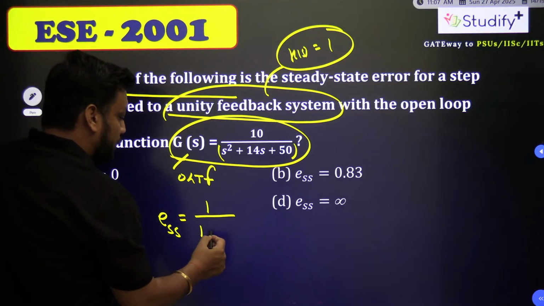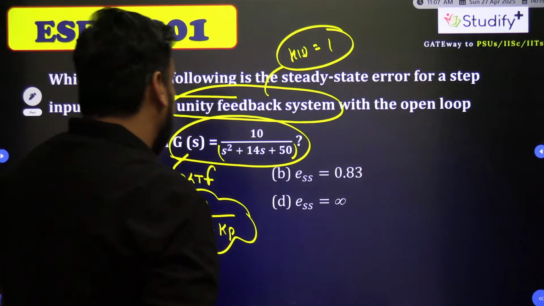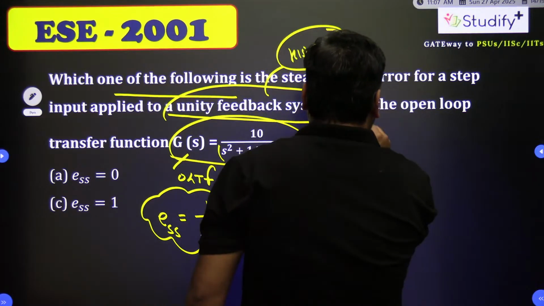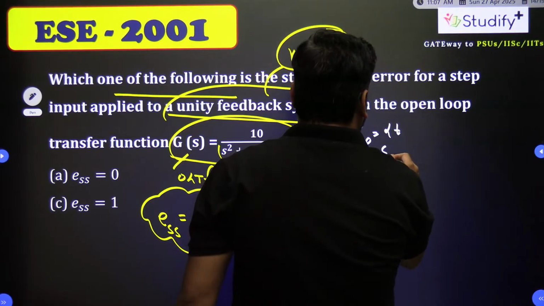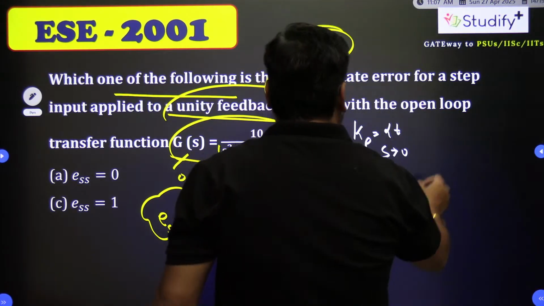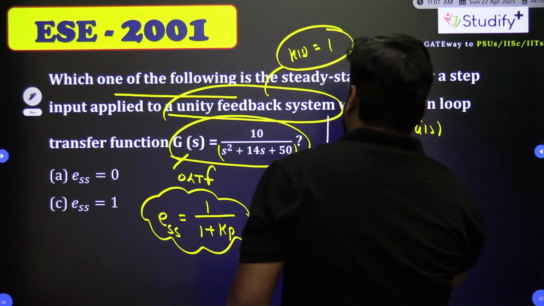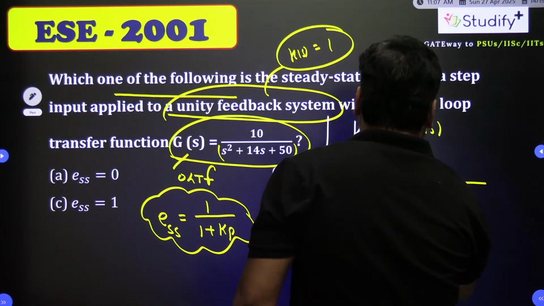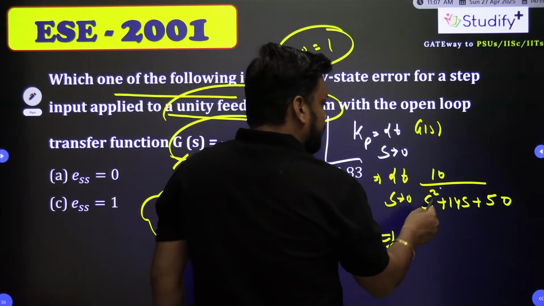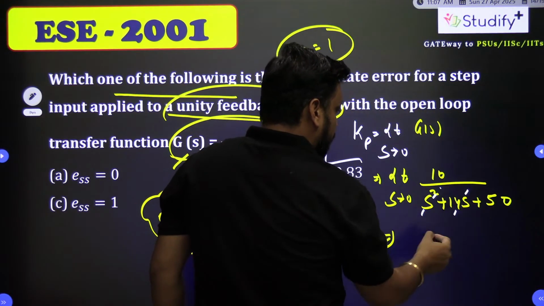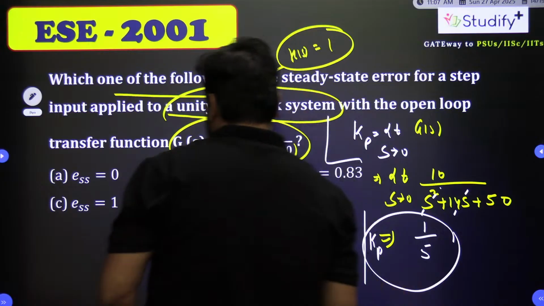Type zero means the error will be 1 upon 1 plus Kp. Type 0 means steady state error should be 1 upon 1 plus Kp. And what will be the Kp value, guys? Your Kp value is nothing but limit s tends to 0 of G(s) only. So just substitute the value. Limit s tends to 0, G(s) is nothing but 10 upon s square plus 14s plus 50. Once you put the value wherever there is s as 0, it is 10 by 50, zeros cancel, so 1 by 5. So is the Kp value 1 by 5? Yes sir, 1 by 5.